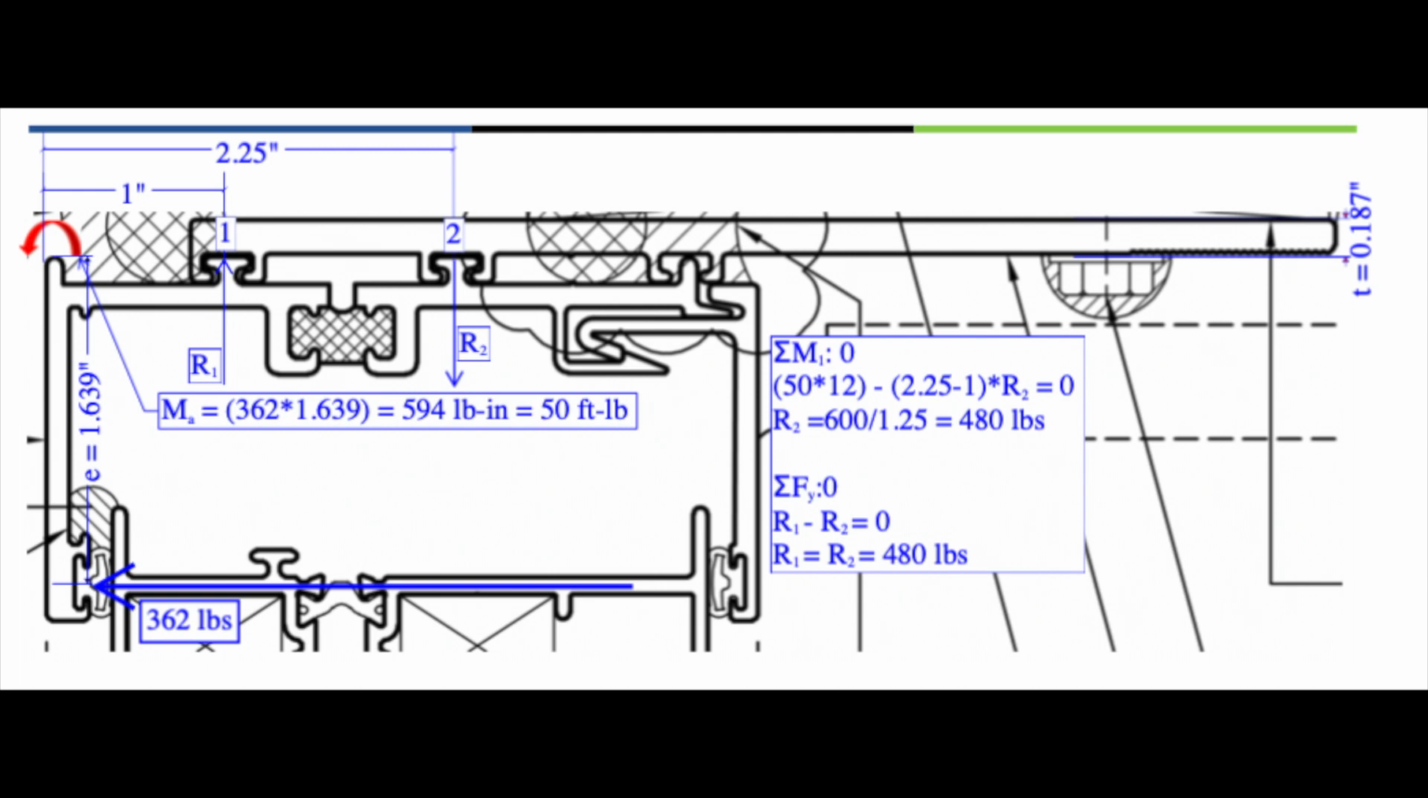So I resolved the loads, those R1s and R2s, due to the overturning moment that the negative 362 pounds was causing. And then I used those two R1 and R2 forces on a RISA model to come up with what that moment was due to those loads.